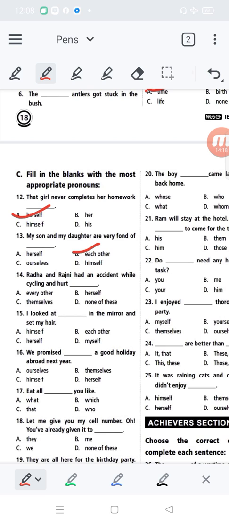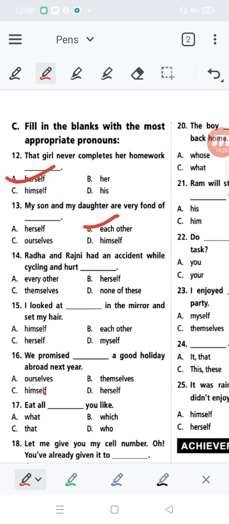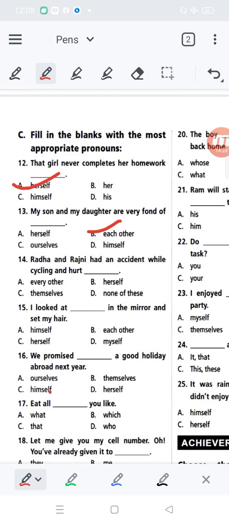Next we'll have number 14. What is given? Radha and Rajni had an accident while cycling and hurt dash. Each other, herself, themselves, none of these. Radha and Rajni had an accident while cycling and hurt each other.